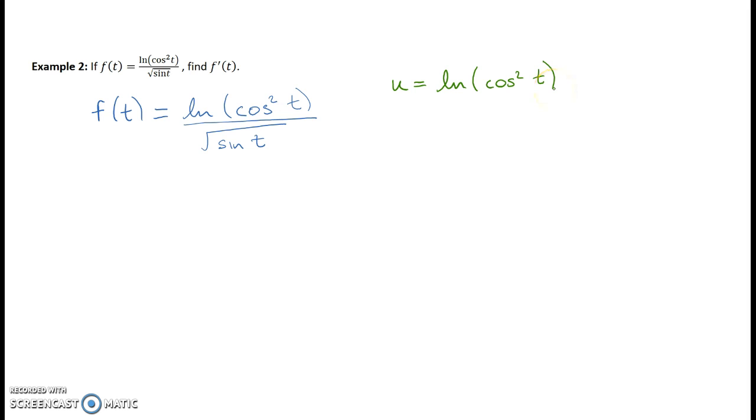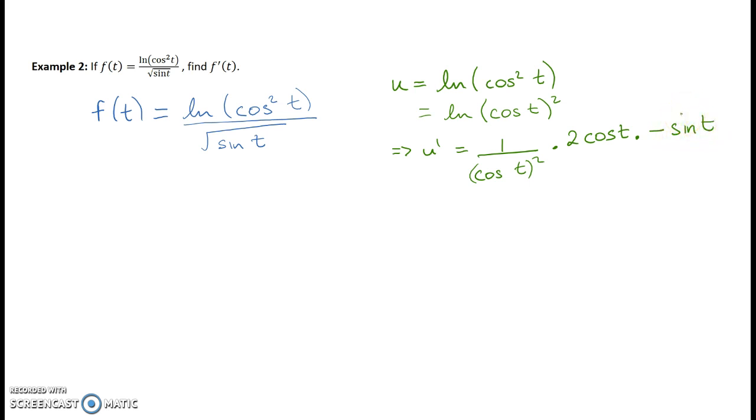Now that's a power on a trig function, so we know that we should write this as the log of cosine t squared. So u prime, the derivative of that, derivative of log is 1 over cosine of t squared, and then you have to multiply by the derivative of cosine t squared, so it's going to be 2 times cosine t, and then you're going to multiply by the derivative of cosine t, which is negative sine t.